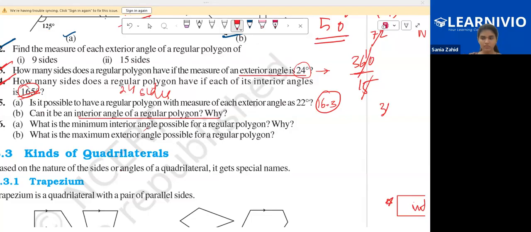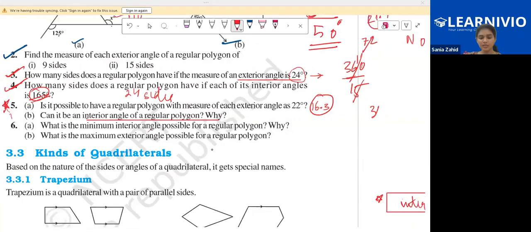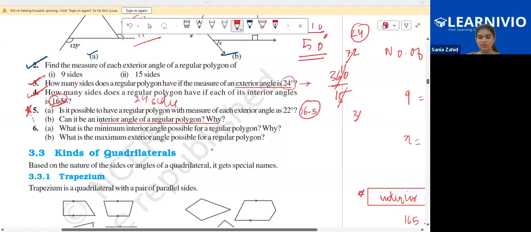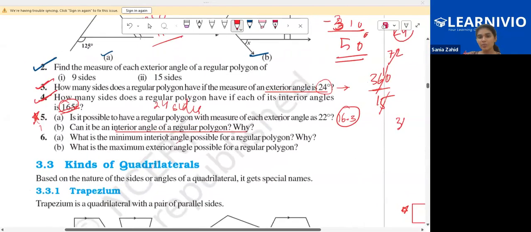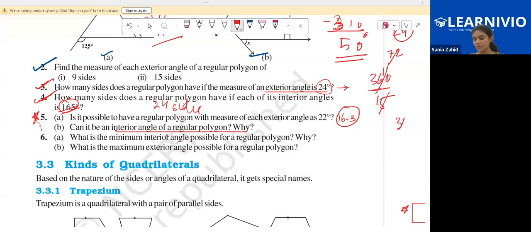No, mom, it can't. Yeah, it can't be, right? So for both of these, the answer is no. Now what is the question? What is the minimum interior angle possible for a regular polygon? So first of all, you need to know what is interior and what is exterior, right?